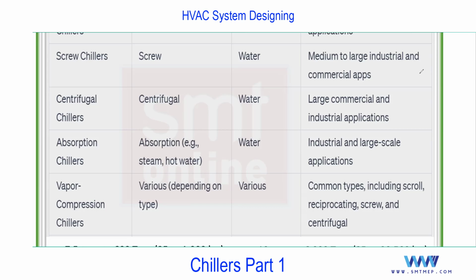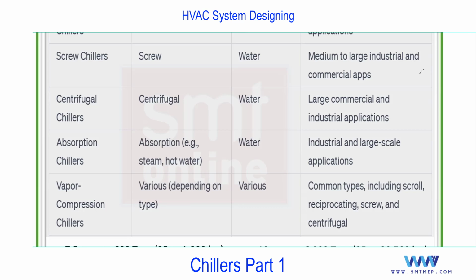And if you compare this vapor compression with the vapor absorption chiller, the size of the vapor compression cycle is comparatively smaller than the vapor absorption. Okay, so that's the reason generally you'll find this vapor absorption chiller in industrial side, not for the commercial or residential project. Okay.